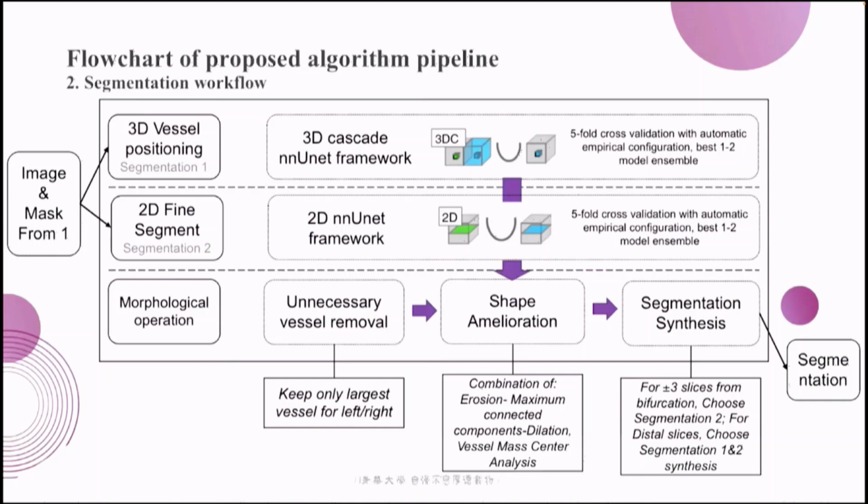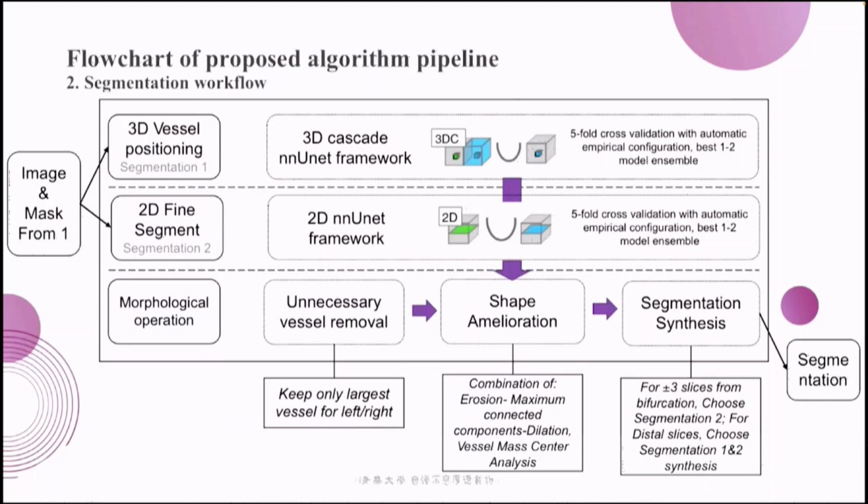The second part of the proposed algorithm pipeline is segmentation. A 3D cascade nnU-Net framework was implemented to get vessel position and 3D segmentation. A cascaded 3D U-Net network architecture was trained with 5-fold cross-validation. The optimal configuration was automatically set in the nnU-Net framework procedure. Finally, the best 1 or 2 models were ensembled according to the cross-validation performances. The 3D segmentation output was labeled as segmentation 1.